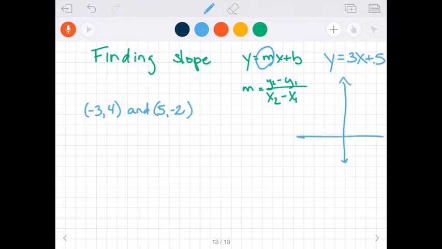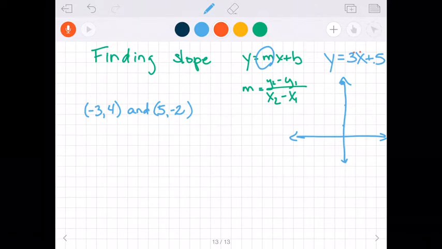I may not have left myself enough room here. All right, because I have to go up to 5 because my 5 is my y-intercept. 1, 2, 3, 4, 5. That's where it crosses the y-axis. I better change colors. And then my slope, remember, is rise over run. So I rise 3 and I run 1.